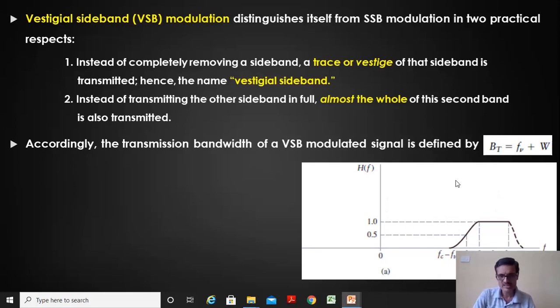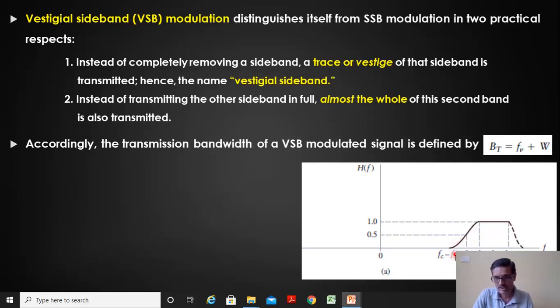Now this is the characteristic of the band pass filter. If I use a band pass filter with this particular characteristic, it will allow only this portion of the frequency spectrum to pass. So in this case I am allowing the entire, let us say, upper sideband. This is FC, this is FC plus FV, this is FC plus W hertz. That means between FC and FC plus W is the upper sideband, and some portion of the lower sideband is also transmitted.